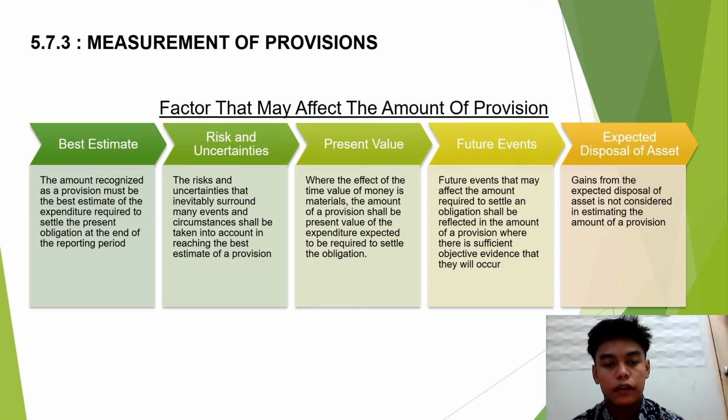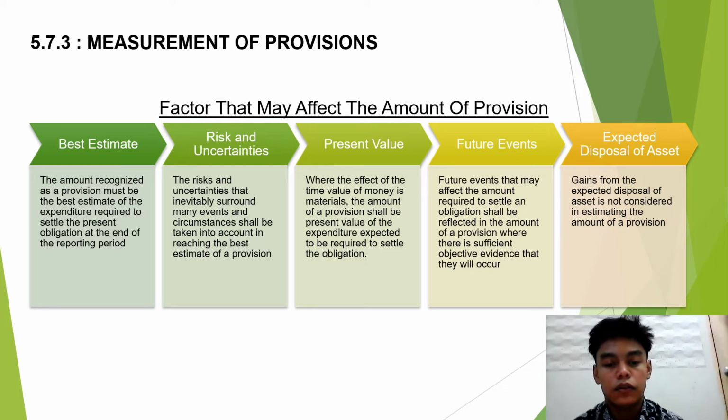Factors that may affect the amount of provision. First, best estimate. The amount recognized as a provision must be the best estimate of the expenditure required to settle the present obligation at the end of the reporting period. Second, risk and uncertainties. The risks and uncertainties that inevitably surround many events and circumstances should be taken into account in reaching the best estimate of a provision.